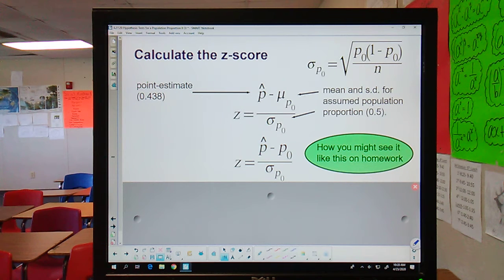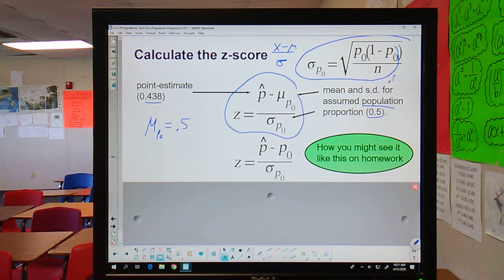Now, I only have the z-score twice because it might be written differently in the book, but it's following this kind of idea right here, okay? It's what we did before. We had before x minus the mean divided by the standard deviation. Well, your x is your point estimate this time, and then your mean is your mean for that assumed population, all right? And we already knew that was 0.5, P sub O is the 0.5, and then the point estimate's 0.438. This we just calculated, okay? You got 0.0224.